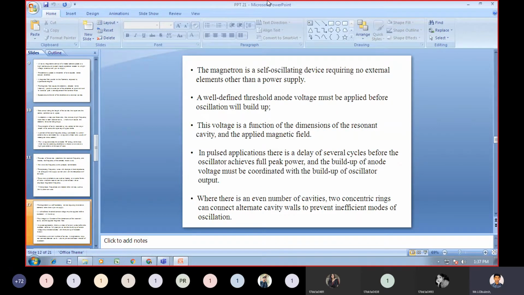The magnetron is a self-oscillating device requiring no external elements other than a power supply. You just need to apply power from an external supply; other than that, nothing else is needed.